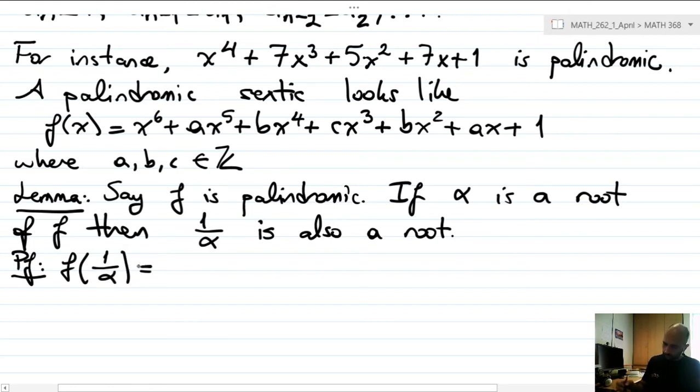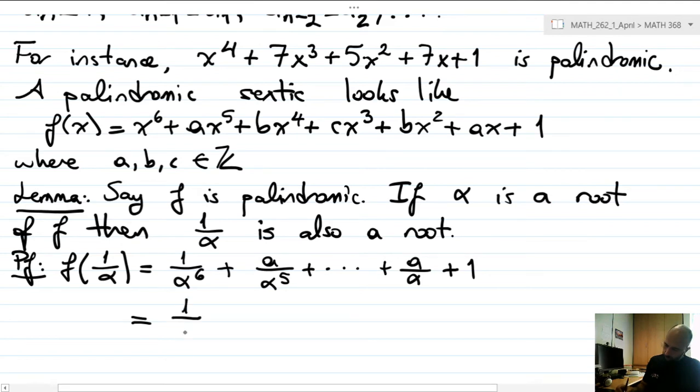So I mean, this is true regardless of degree, but let me do it in the sextic case. So you start from 1 over alpha to the 6th plus a over alpha to the 5 plus so forth plus a over alpha plus 1. But what you get here is nothing but 1 over alpha to the 6th times f(alpha), therefore it's also 0. So this proves the lemma.